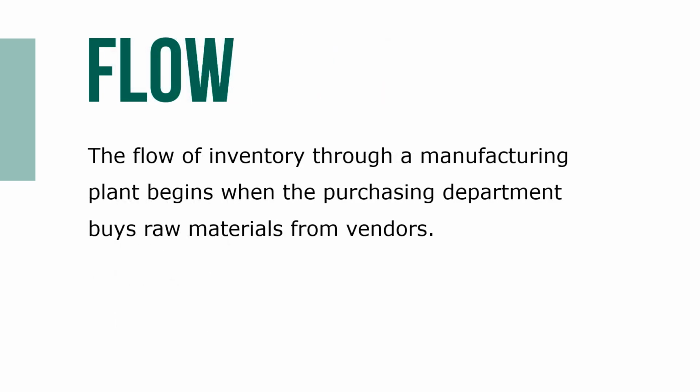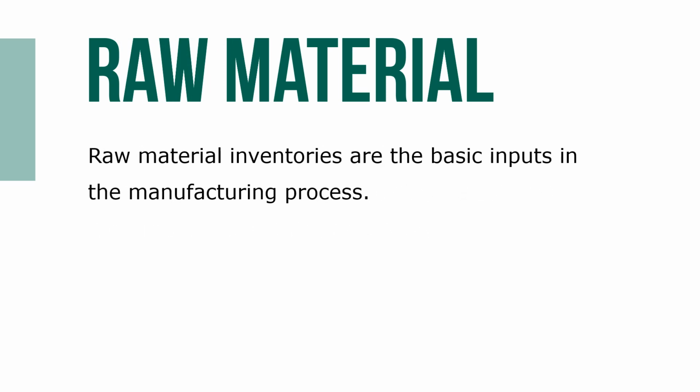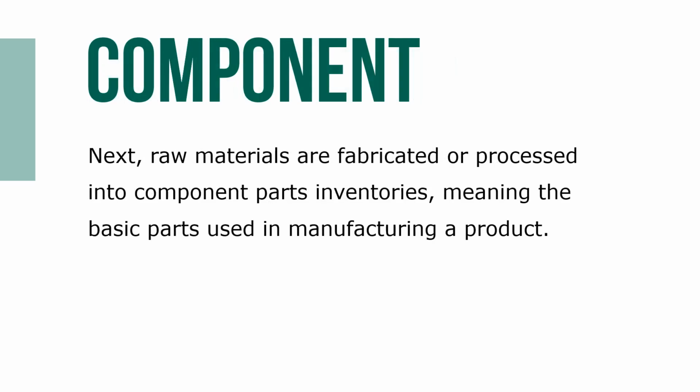The flow of inventory through a manufacturing plant begins when the purchasing department buys raw materials from vendors. Raw material inventories are the basic inputs in the manufacturing process. Next, raw materials are fabricated or processed into component parts inventories, meaning basic parts used in manufacturing a product.